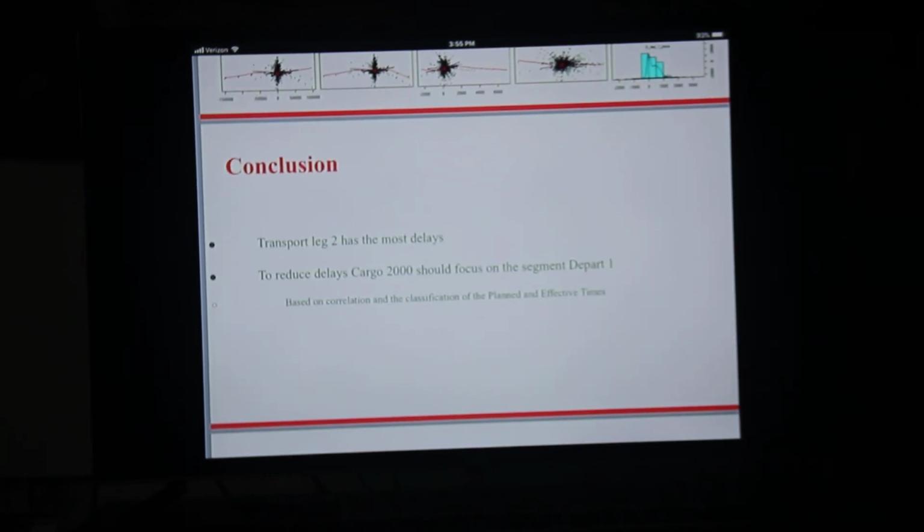In conclusion, we found that Cargo 2000 should focus on Leg 2 to increase productivity and decrease bottlenecks. Focusing on the efficiency of this leg will make the incoming and outgoing transports run more smoothly, all while saving time, resources, and money.